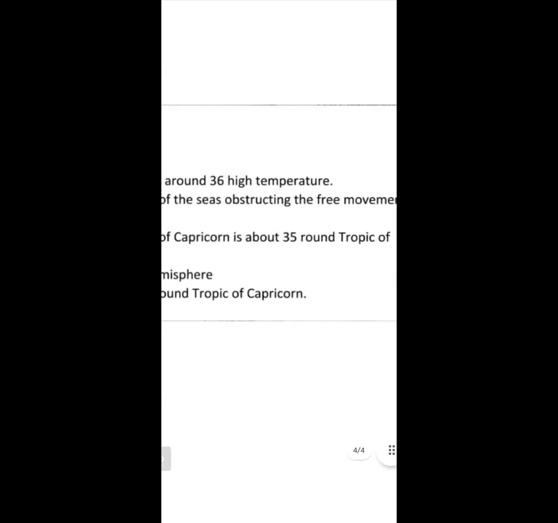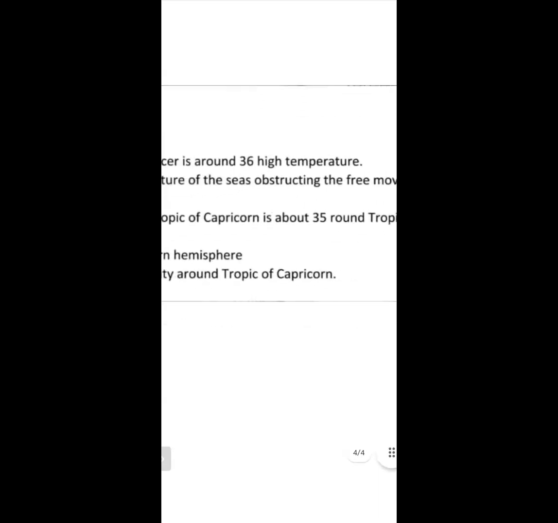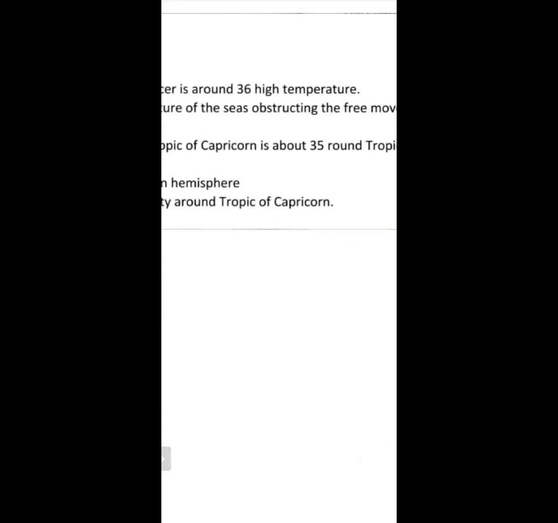In comparison, the salinity of the sea around the Tropic of Capricorn is about 35%. Salinity means percentage. The proportion of land is less in the southern hemisphere. As a result, ocean currents control the salinity around the Tropic of Capricorn. This is a southern region of our Earth.